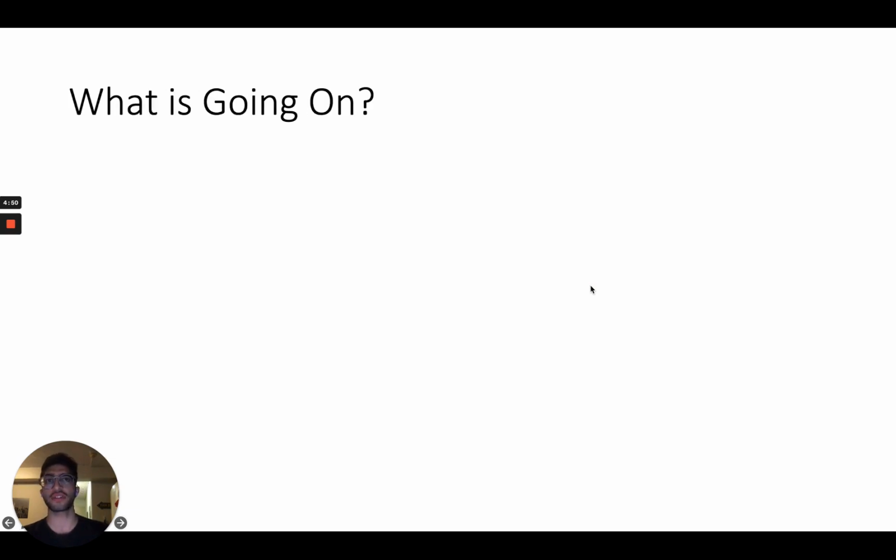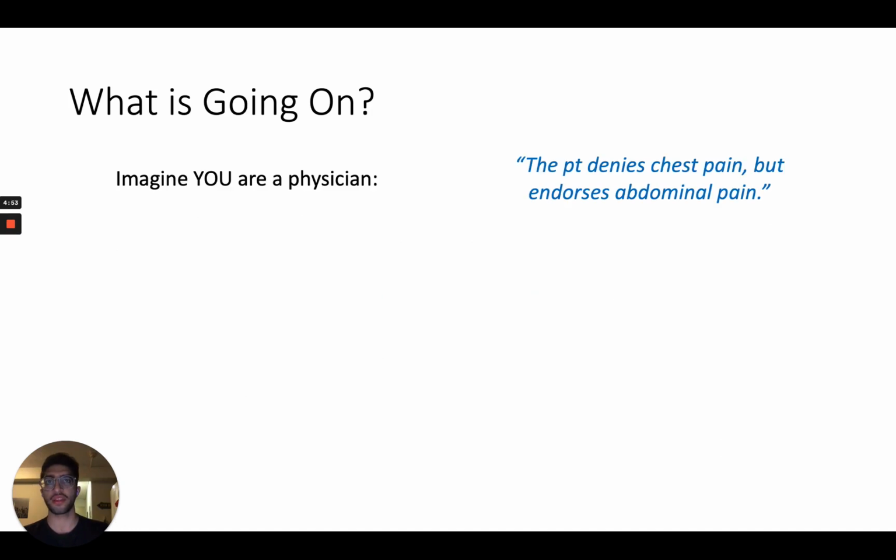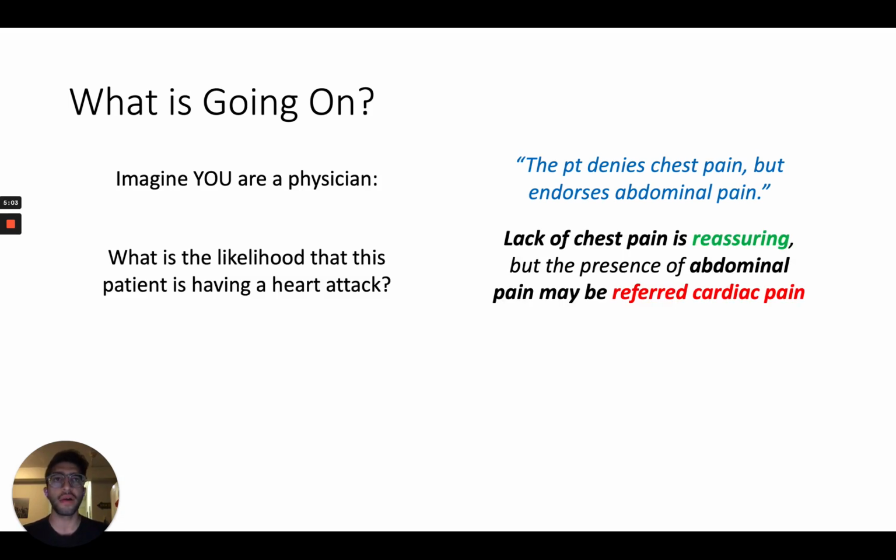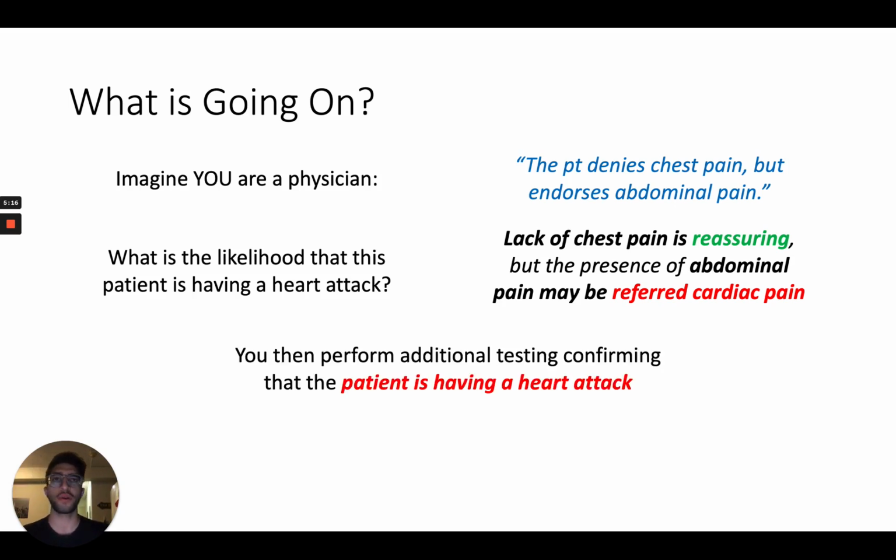To get a sense for what's going on here, consider the following. Imagine you're a physician and you're given a note that says the patient denies chest pain but endorses abdominal pain. Based on just this info, you might think the lack of chest pain is reassuring when assessing whether or not the patient is having a heart attack. However, the presence of abdominal pain may represent an atypical presentation of a heart attack. Then you get a troponin and an EKG and diagnose the patient with a heart attack.